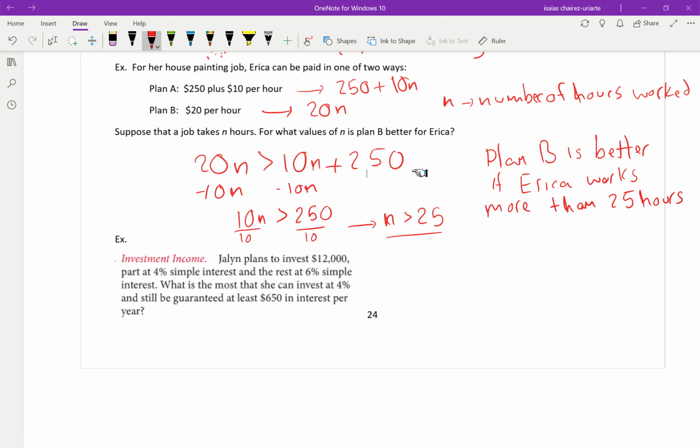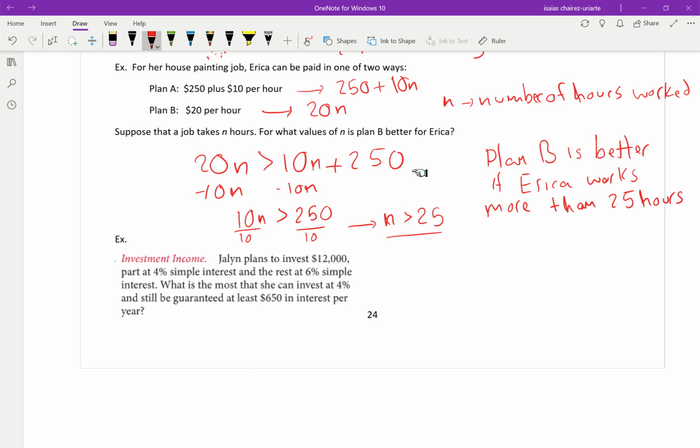So that's how many hours she has to work so that plan B gives her more money. If it's less than 25 hours, then plan A is better. I guess it just depends on how long the job is going to take.